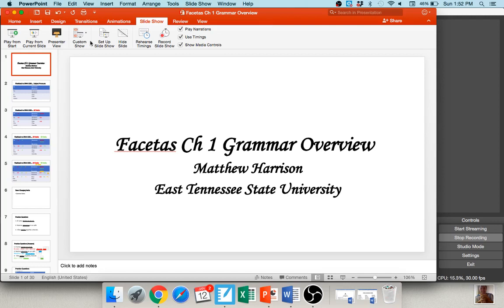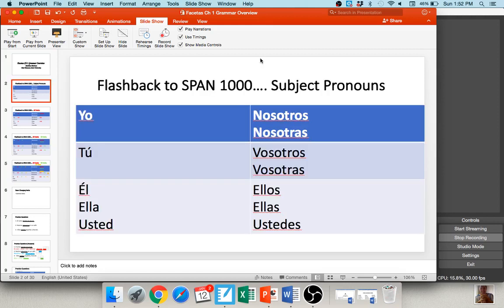So as we get started here looking at Chapter 1, you probably learned back in Spanish 1010 about subject pronouns. And I always teach my students about the magical box of Spanish. This box will help you in knowing how to conjugate really any verb.